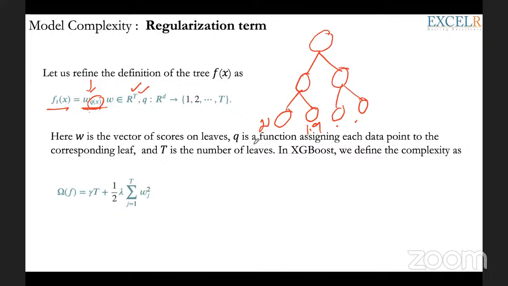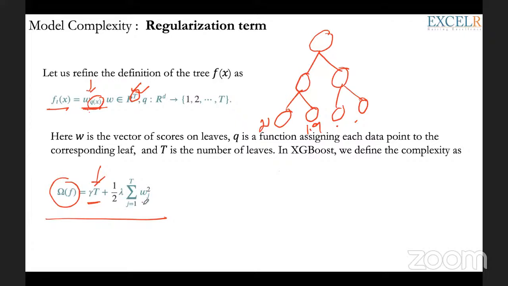Because if you have more leaves, that means the depth of the decision tree is very high. Then you can say that is a very complex model. That means using T, I can control the regularization of the decision tree. So that is where we are going to use this T in our regularization parameter. This is my regularization term, gamma T. T is what? T is nothing but the number of leaves that we have in the decision tree.